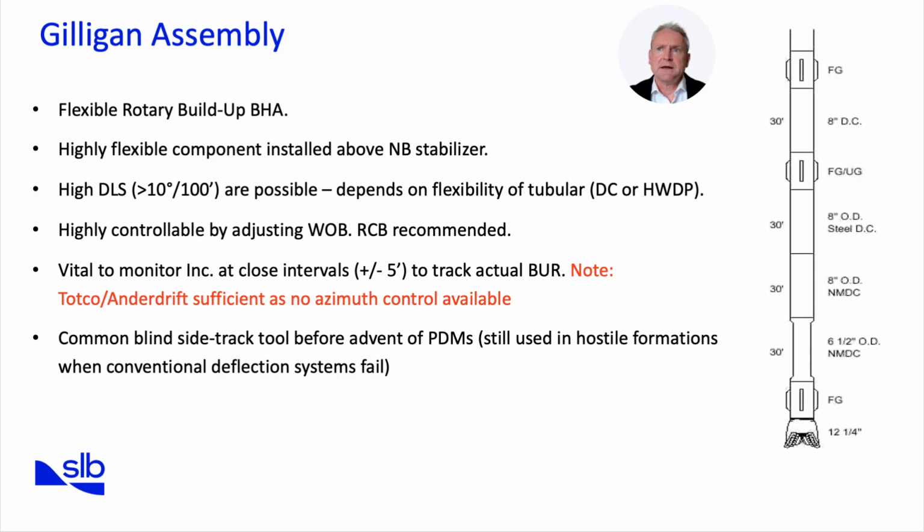The Gilligan assembly is a flexible, rotary build-up, bottom hole assembly designed to create controlled curvature without a motor. The key is a highly flexible component, typically heavyweight drill pipe or a slim drill collar, placed above the near bit stabilizer. By exploiting this flex, the assembly can achieve high dogleg severities, often greater than 10 degrees per 100 feet, depending on tubular stiffness and stabilizer spacing.